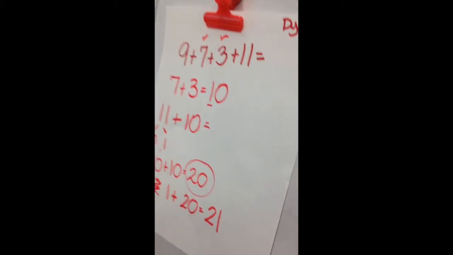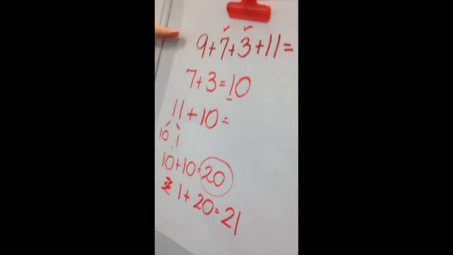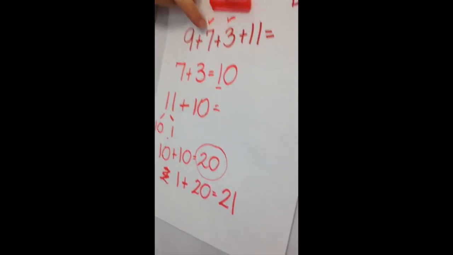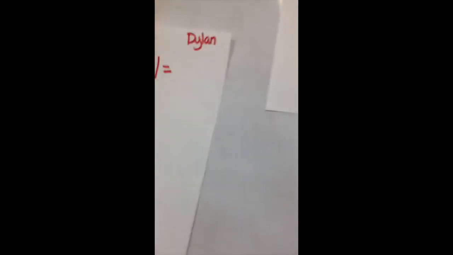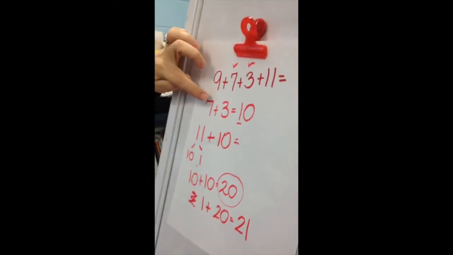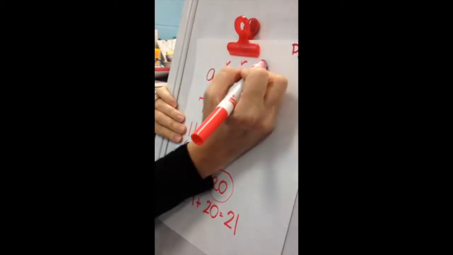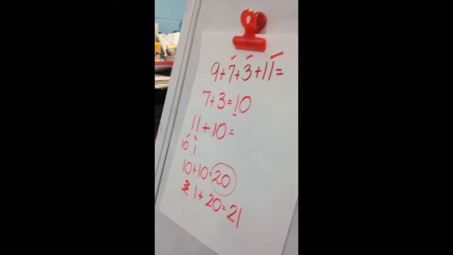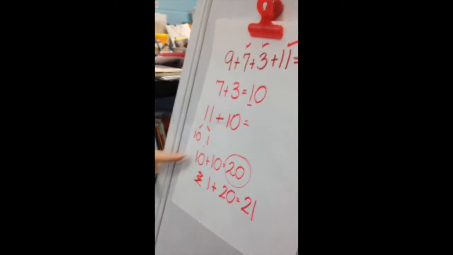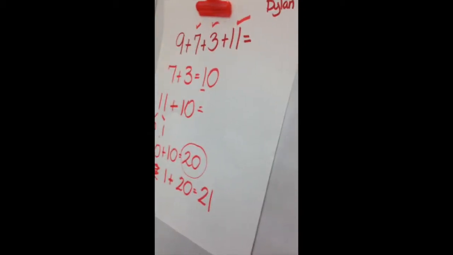Okay, Taylor, you disagree? What do you think he was using? Go back. Let's read what he did. He said 9 plus 7 plus 3 plus 11. And he went 7 plus 3 makes the 10. Then 11 plus the 10, but he didn't see it that way. What did he do? He saw 10 plus 1. 10 and a 1 to get 20. Taylor, what was he using all through that?